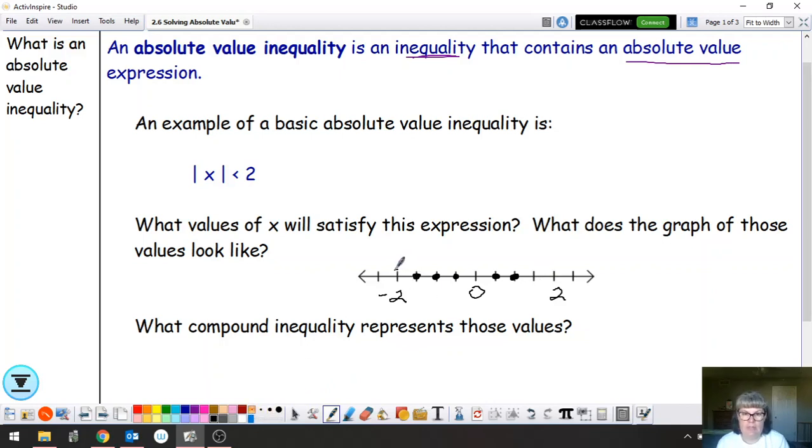I can say, well, it's not going to include -2 and +2 because they're not included in the inequality, but values really close to -2 and +2 are, such as 1.999999 or -1.999999. And then it's going to be every value in between those two. So I'm going to connect them, every value in between. And we have a graph of a compound inequality similar to what we worked with in the previous section. So we can write a compound inequality for this statement.